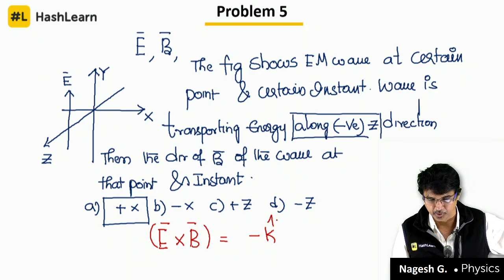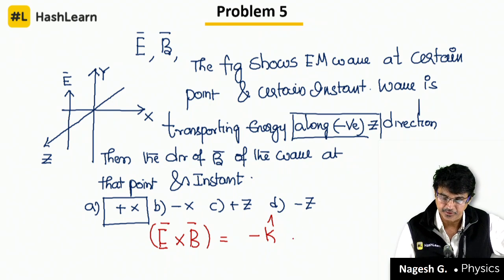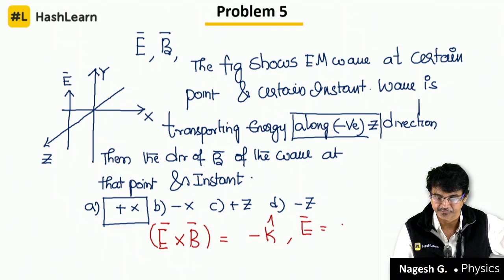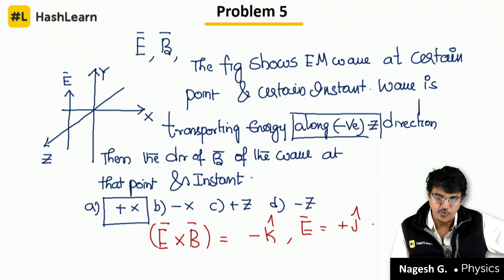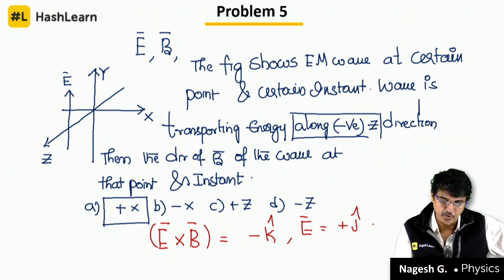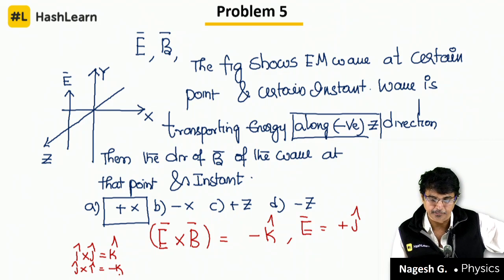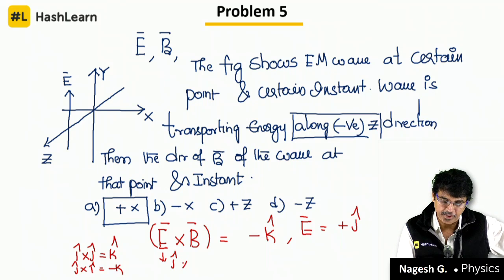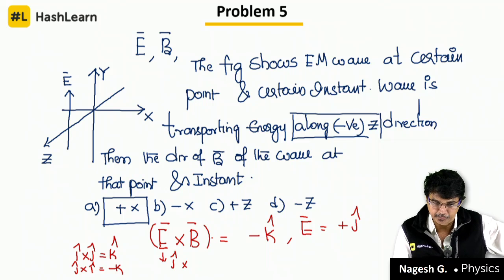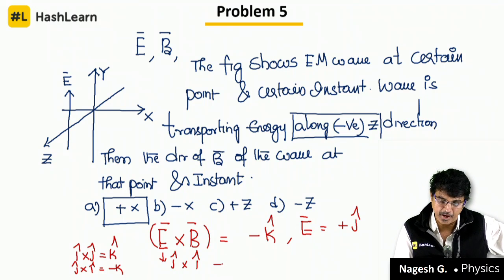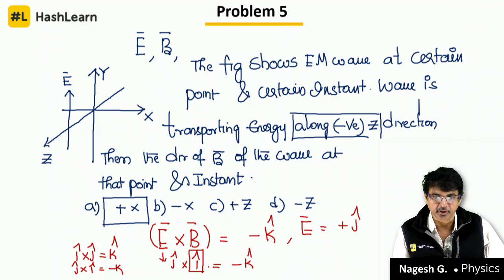So E bar cross B bar is equal to minus k cap, and in the figure they mentioned E bar along the positive y axis, that is nothing but j cap. So E bar is along j cap, then what should be the direction of B bar to get minus k cap? We know that i cap cross j cap is equal to k cap. If you reverse it, then j cap cross i cap is equal to minus k cap. Already E bar is j cap. Then to get that, the direction of B bar is nothing but i cap. So j cap cross i cap is equal to minus k cap. So the direction is along the positive x axis.